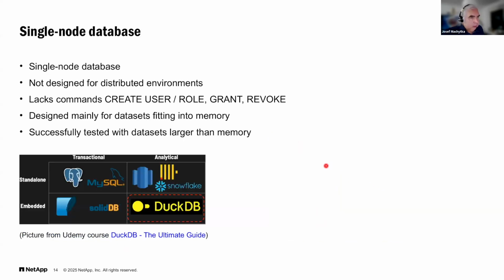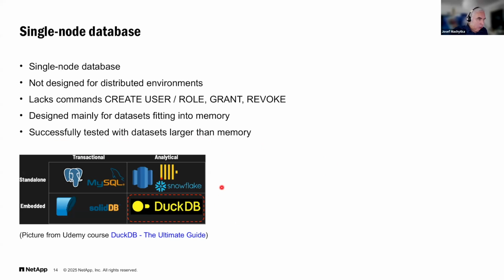As I said, it's a single node database, which means that it is not designed for distributed environments, and it even does not have users in the traditional way how other databases have them. Therefore, it also does not implement any permissions, at least currently. Maybe in the future we will see some forks. We will see. It's designed mainly for datasets fitting into memory, which could be in these days dozens or hundreds of gigabytes or even terabytes, as I talk about those cloud instances. But I also successfully tested it with datasets much larger than memory. So I can say that it was built quite well and it can withstand a lot of load.